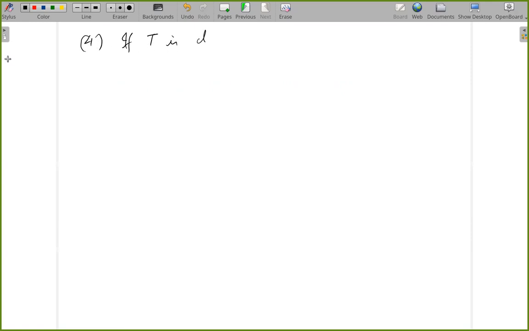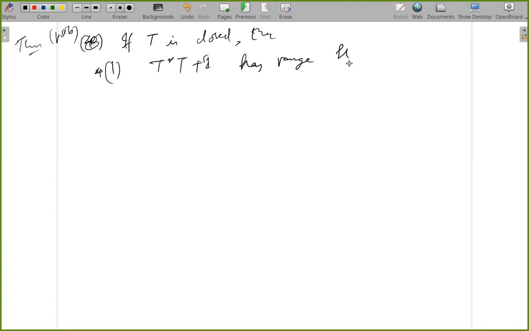So maybe 4 and 5, I will call it theorem part B, because here what I'm doing is assuming the domain of T is dense. For this part, I don't need to assume. You can always add that assumption, but that assumption is not necessary. So here, let me just say if T is closed, then T star T plus I has range H, all of the Hilbert space, no density, nothing. If T is closed, then T star T plus I has range H.